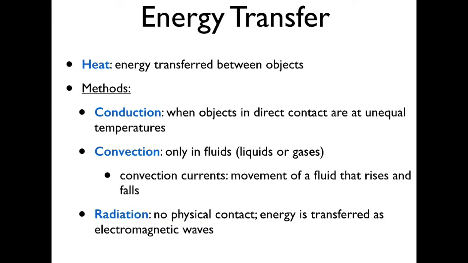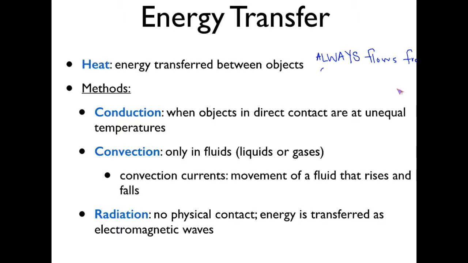There's three main ways we can transfer energy. Heat is basically that energy transferred between the objects, and what's interesting is that stuff always flows from hot to cold. The way I think of it is that the hot things are basically trying to warm up the environment.